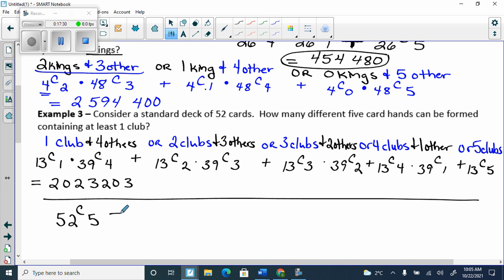So what cases don't fit in this? One club is in here, two clubs in here, 3, 4, 5. What's the only thing that's not in here? 0 clubs. So 0 clubs and 5 others.